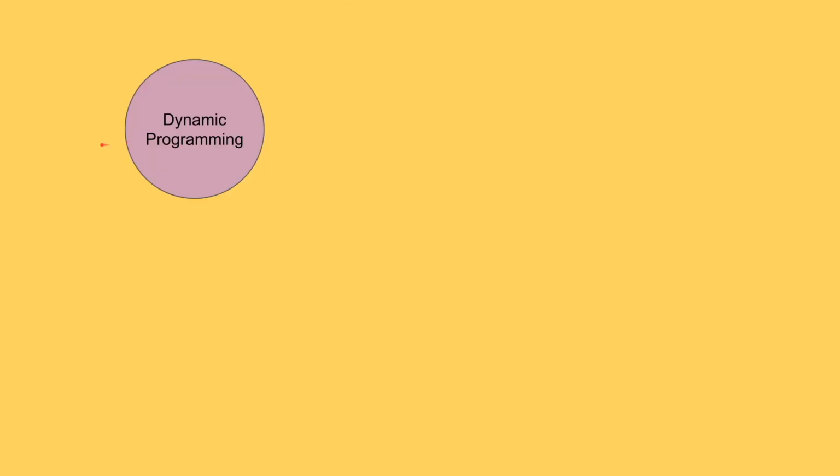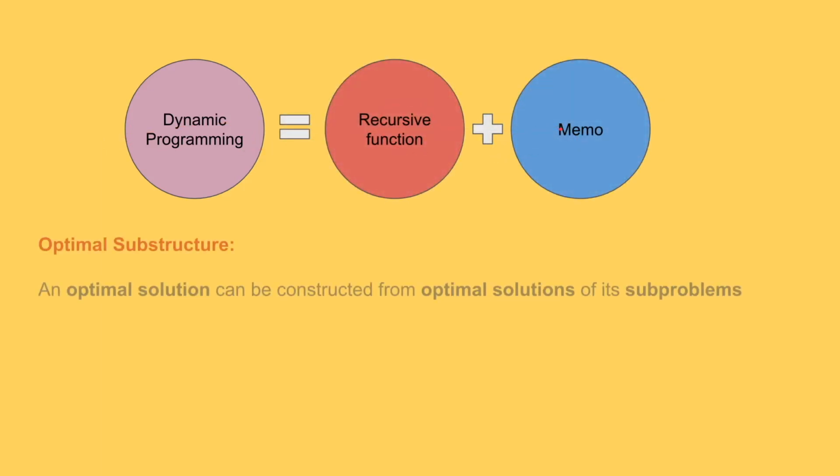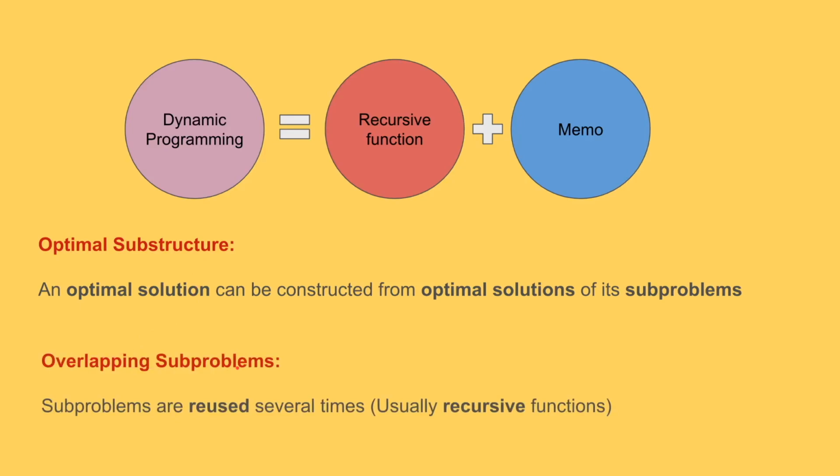So now again, loosely we can say dynamic programming is a recursive function plus memoization where we have optimal substructure and overlapping subproblems. These two features are inherent for a problem that we want to solve using dynamic programming.